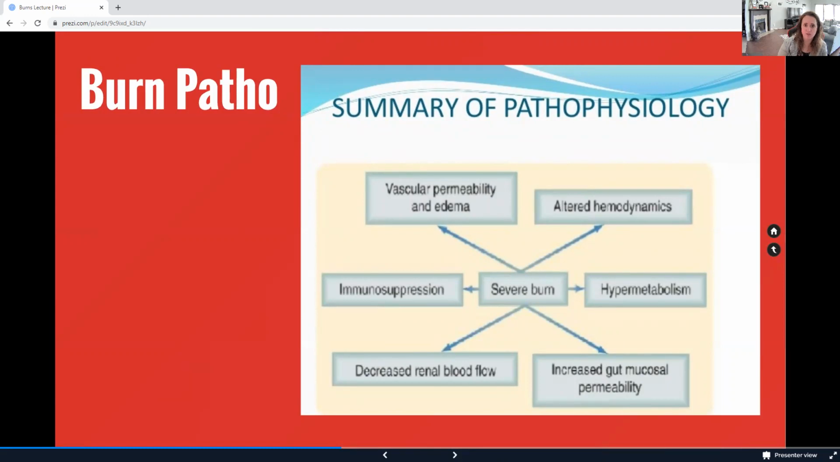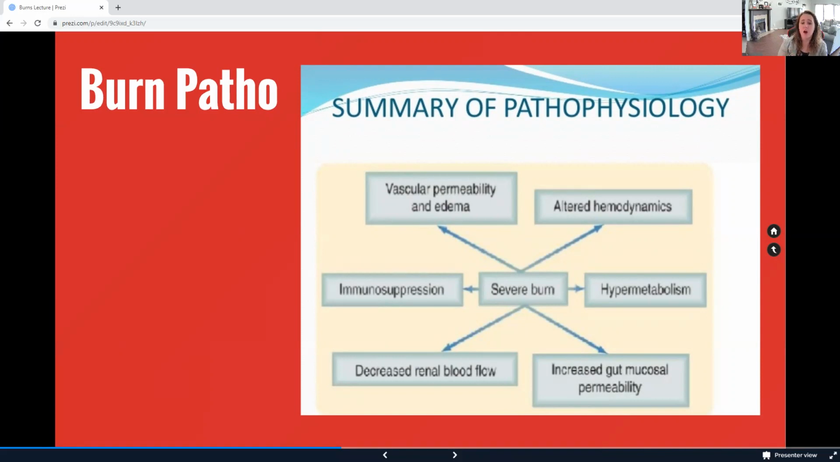Those are some big words that we throw around, but basically that means that because of that thermal injury to our vessels, we no longer can hold in what was in our intravascular space, and it's going to readily leak out, kind of like a sieve. This includes albumin. And remember, albumin is what regulates our osmotic pressure. So water is going to move out with that albumin, out of the intravascular space and into the interstitial space.